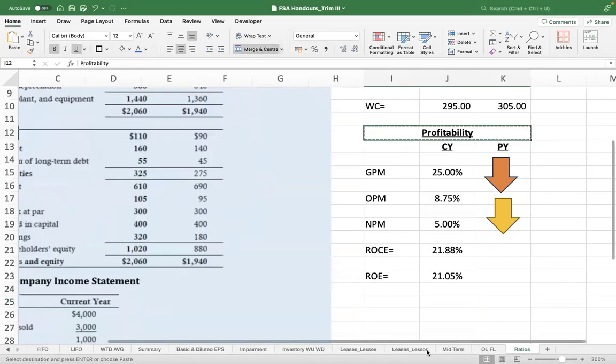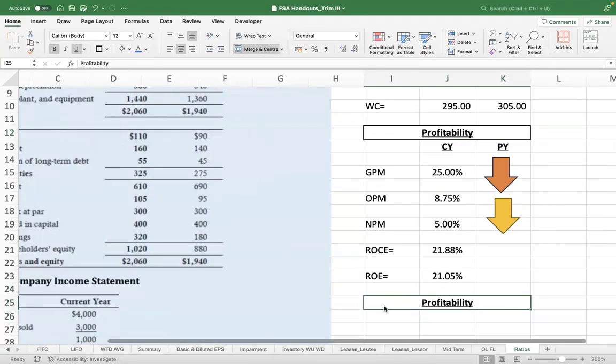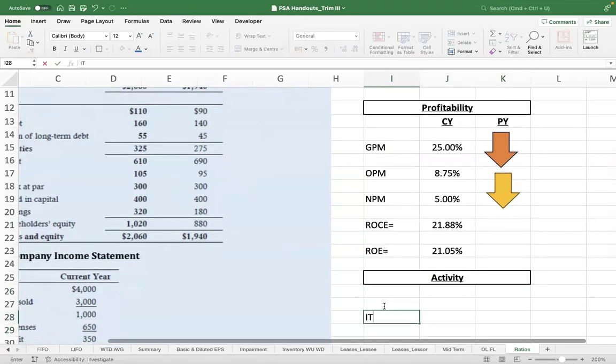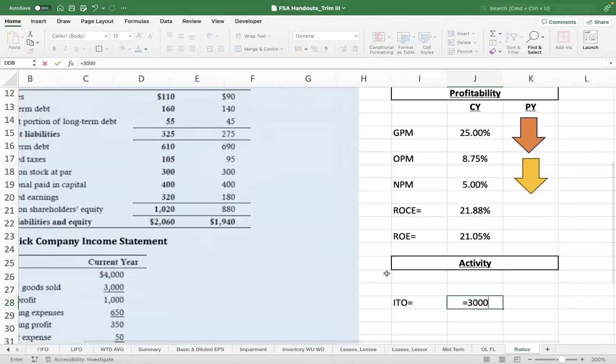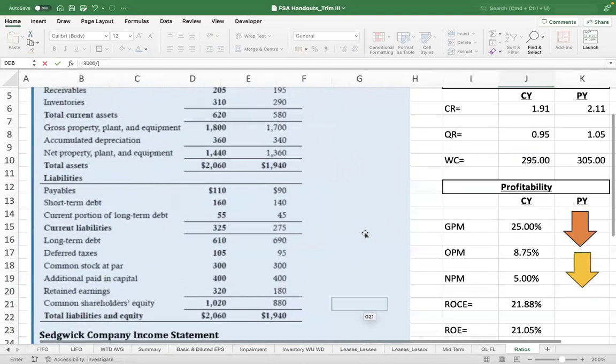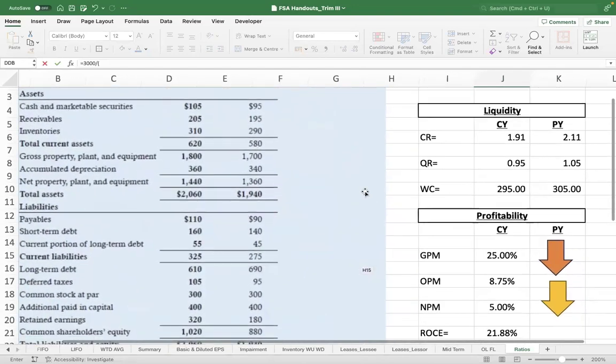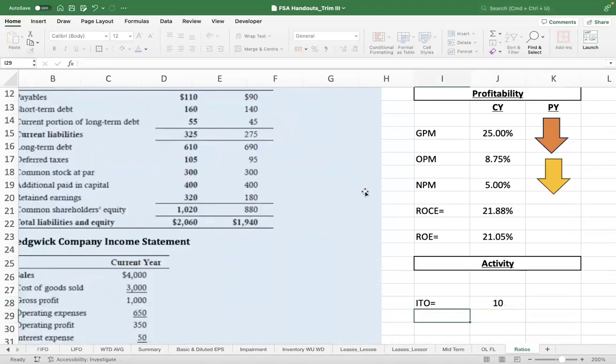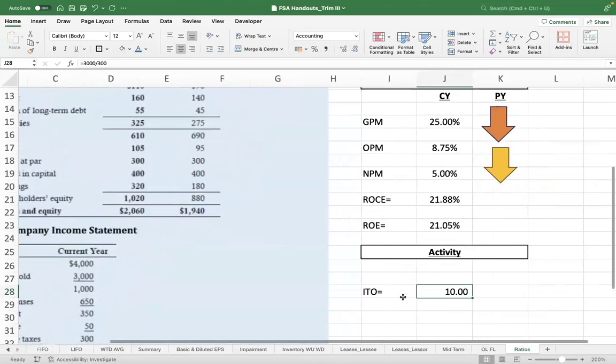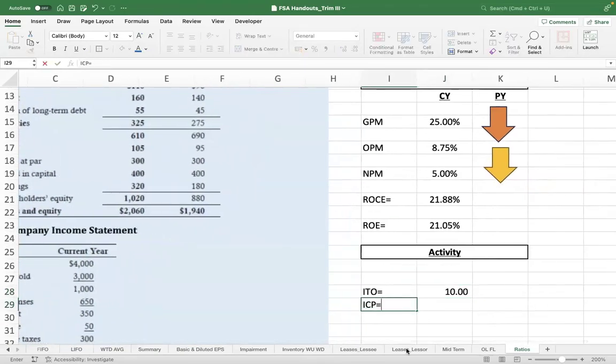Now, what about solvency? Rather, we should do activity first. So if I just take ITO, inventory turnover ratio, that will be cost of goods sold, which is 3,000, divided by average inventory. 310 plus 290 by 2 is 300, isn't it? Which means your inventory turnover ratio is 10 times. Is that right? Which means that my inventory conversion period is 365 by 10, which is 36 and a half days. Is that right?